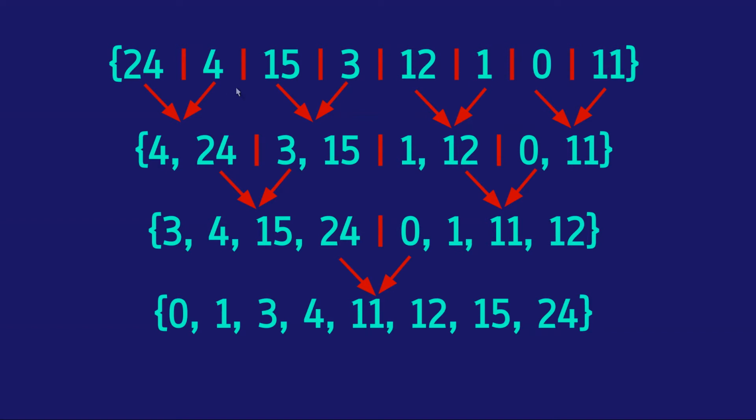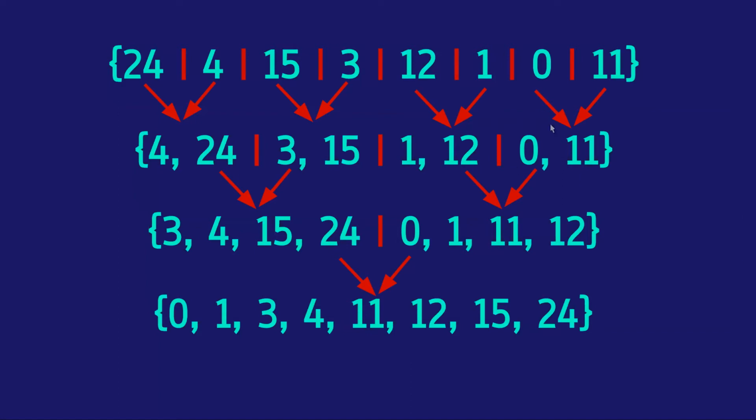So 24 is a group, 4 is a group, 15 is a group, and so on. Now it's time to merge them. We take two groups at a time and merge them. So 24 and 4 get merged, 15, 3, 12, 1, 0, 11, and so on. So now when you merge two elements, you get one group.